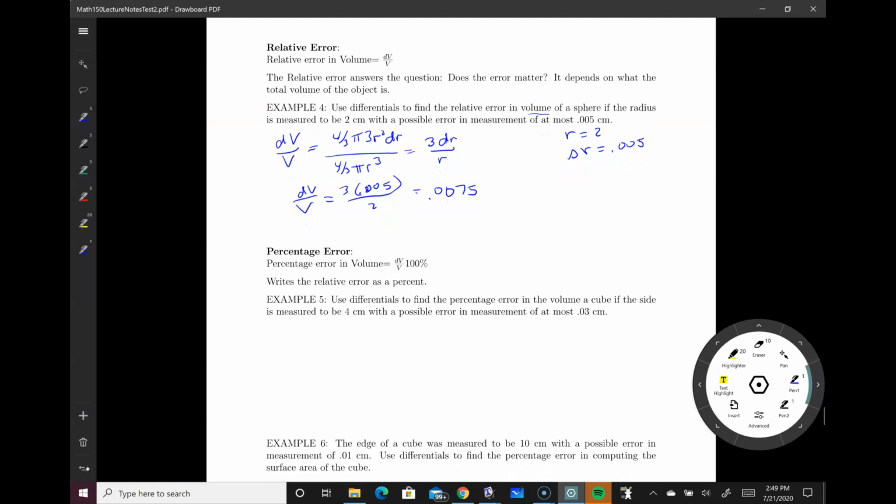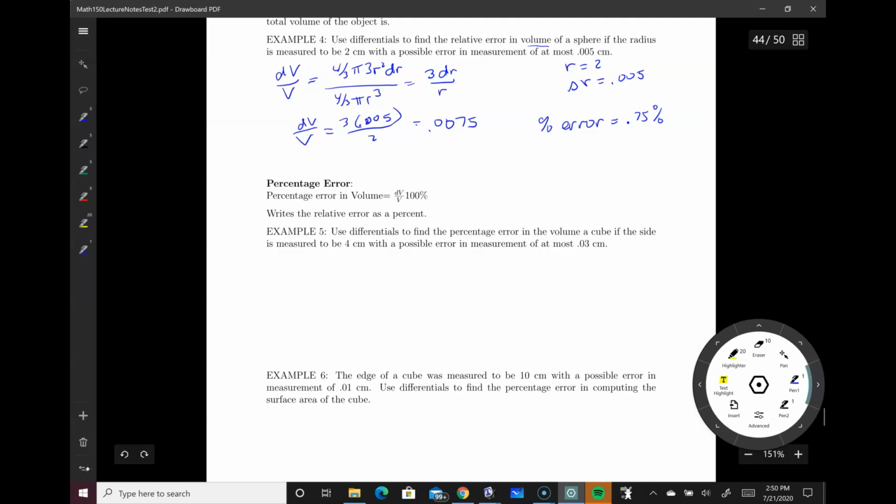All right. So that gives me an idea of how much the volume is off relative to what the volume is. So one more indicator is to find the percentage error. So it's taking this same thing, this dV over V, and writing it as a percent. So for this particular problem here, the percentage error would be 0.75%. So that gives you a real indication of does the error matter.